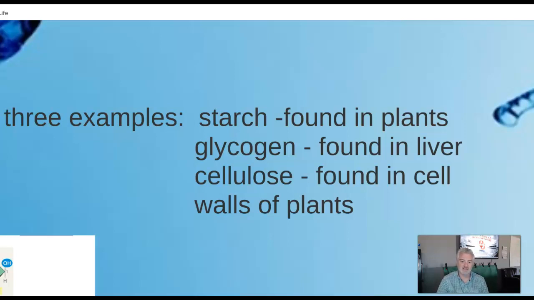Cellulose is a structural carbohydrate. There, I got it right this time. Structural carbohydrate. They're going to be found in the cell walls of plants, and their main use is going to be giving plants their shape and their structure. Because remember, plants don't have a skeletal system, so they have that cellulose to give them that support.